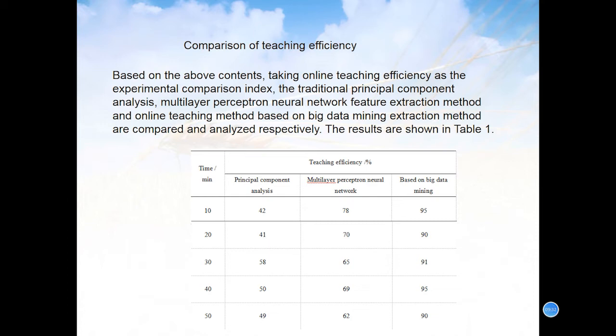Comparison of teaching efficiency. Based on the above contents, taking online teaching efficiency as the experiment comparison index, the traditional principal component analysis, multilayer perceptron neural network feature extraction method, and online teaching based on big data mining extraction method are compared and analyzed respectively. The results are shown in Table 1.